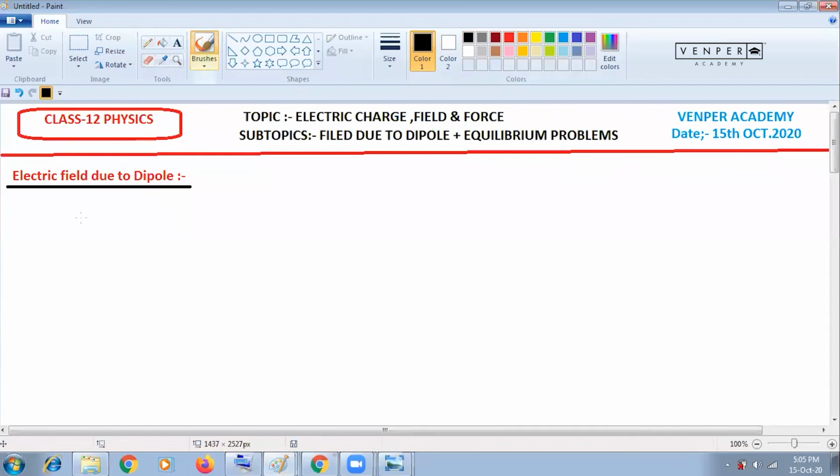So what does the electric field due to a dipole tell? We want to calculate the electric field due to a dipole. First we'll take case 1, then after that we'll take case 2 and case 3.